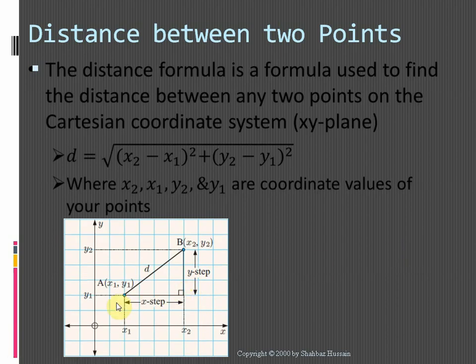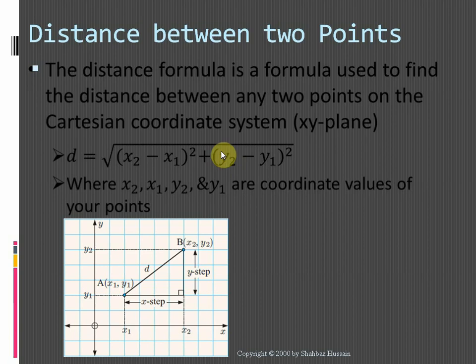As you see in the graph, if the first point is A, which has x1 and y1, the first coordinate is x and the second is y. If the second point is B, then the first coordinate is x and the second is y. So we have 2 points, and we mention this as x1, this as y1, this as x2, and this as y2. Whatever the representation is, it is up to you, but the formula will be the same: the square root of x2 minus x1 whole square plus y2 minus y1 whole square.